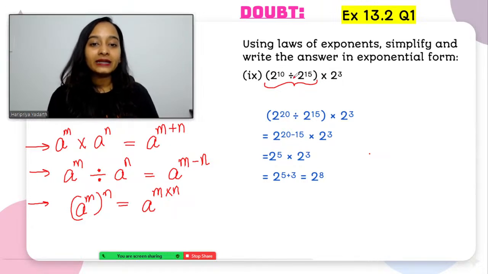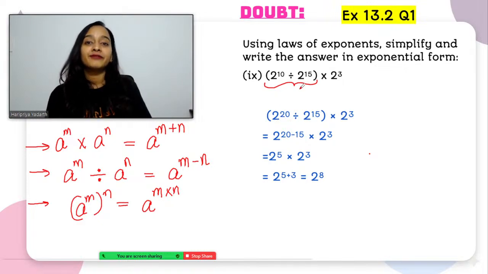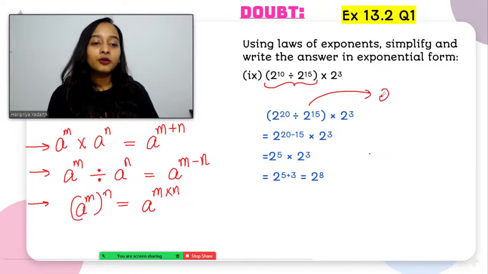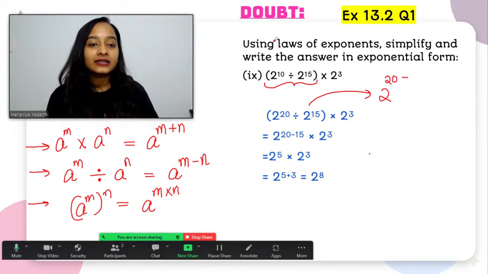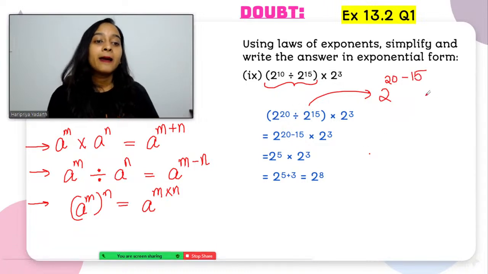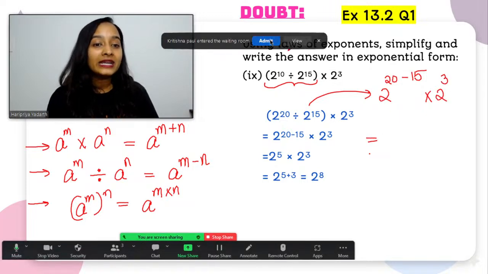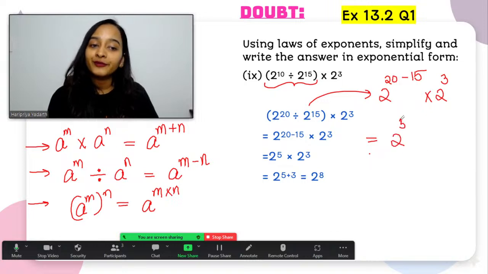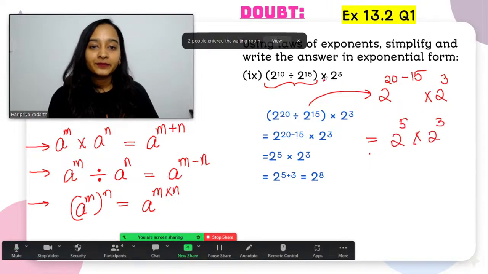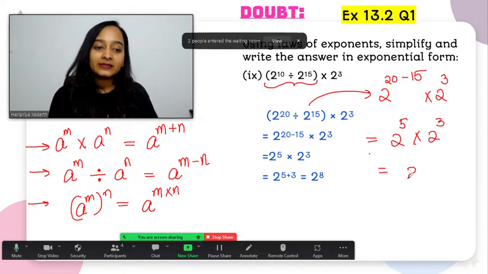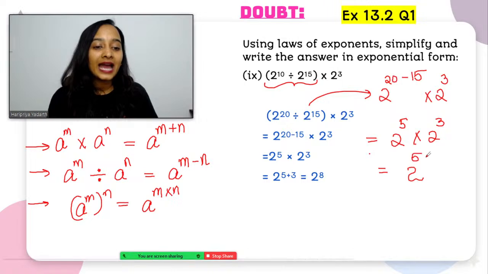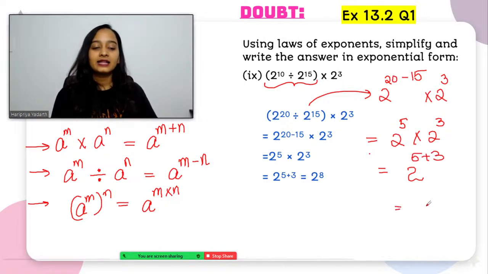2 to the power 10 divided by 2 to the power 15. The bases are the same, exponents are different, but you're dividing them. So what do we do here? 2 to the power 20 minus 15. Why? Because you're dividing, so you'll have to subtract the exponents, multiplied by 2 to the power 3. Now 2 to the power 20 minus 15 will give you 2 to the power 5 multiplied with 2 to the power 3, right? Again the base will be as it is, you're just adding your exponents. So the answer will be 2 to the power 8.